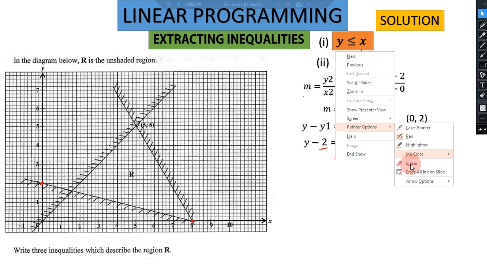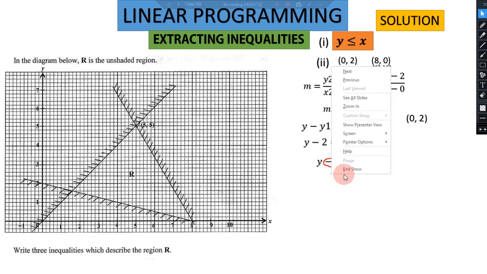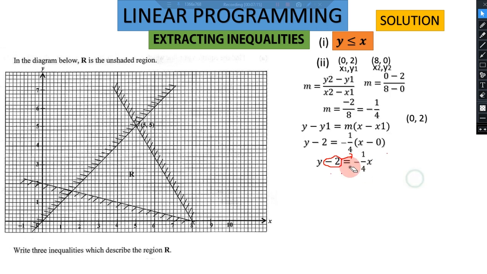Okay, let us proceed. From here we are now going to simplify it. So if we multiply negative 1 over 4 times x, we still have negative 1 over 4x. Then negative 1 over 4 multiplied by 0, we are still going to have a 0, so we are not going to write down the 0 there. Then here we'll make this negative 2 cross the equal sign. This side we just want to remain with y. So we'll make it cross.